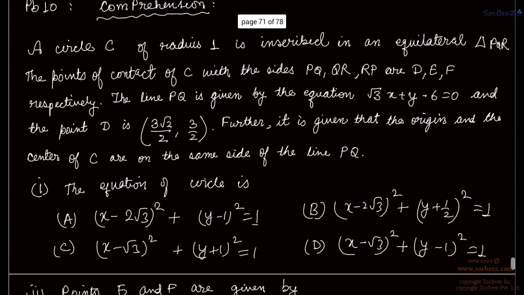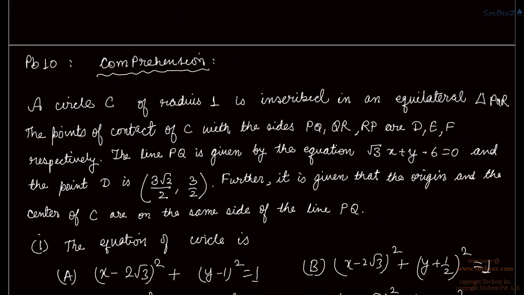Okay, so let's move to the next question, which is I guess the final last question. This is a comprehension. So there is a circle C of radius 1. Circle C of radius 1 is inscribed in an equilateral triangle PQR. The points of contact of C with sides PQ, QR and RP are D, E and F respectively. The line PQ is given by an equation and point D is also given. Further it is given that origin and center C are on the same side of PQ.